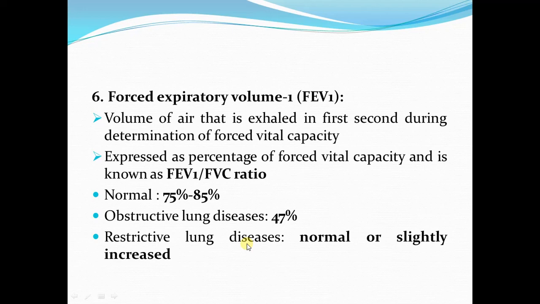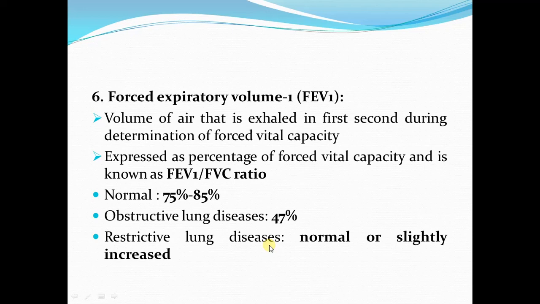This is because in restrictive lung diseases, there is a proportionate decrease in forced expiratory volume in first second, that is FEV1, and FVC. I am repeating again that in restrictive lung diseases, there is an equal decrease in FVC and FEV1. So the ratio remains the same because both the numerator and denominator are equally changing.